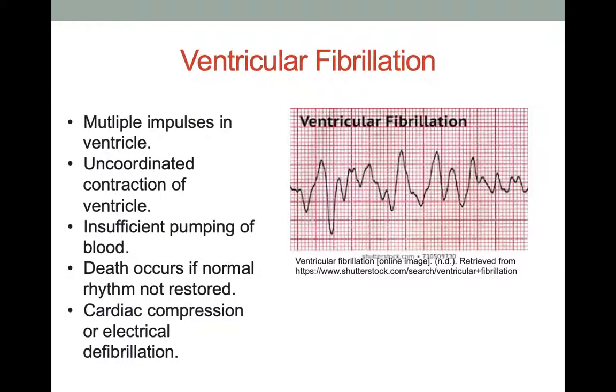Okay, and the next arrhythmia is ventricular fibrillation. Basically, it can be a very serious abnormality. Multiple impulses are traveling erratically in all directions around the ventricles. So we have complete uncoordinated contraction of the ventricles here. And as you can see, it's really hard to detect any specific pattern in the ECG.